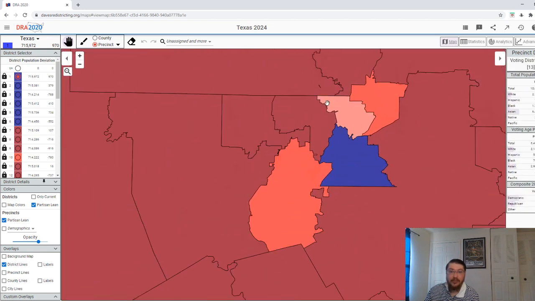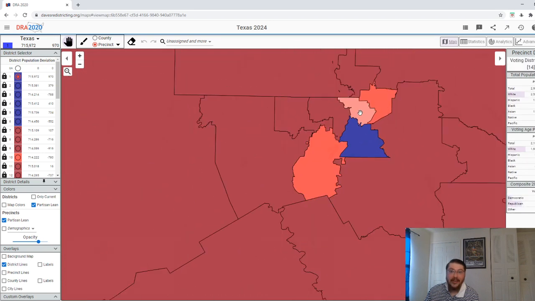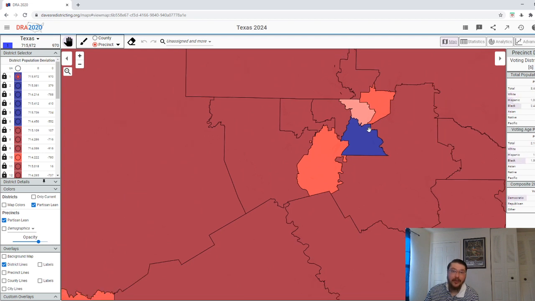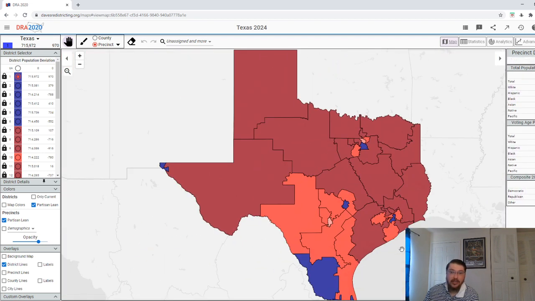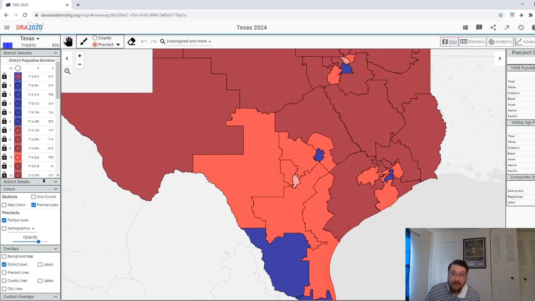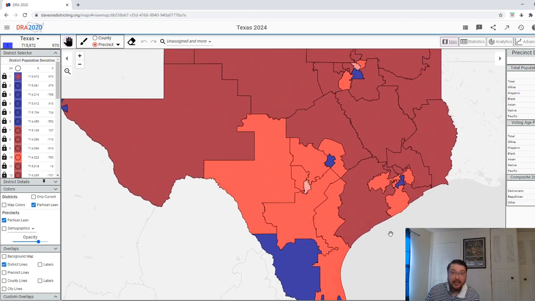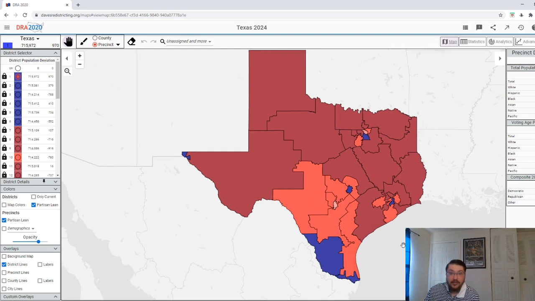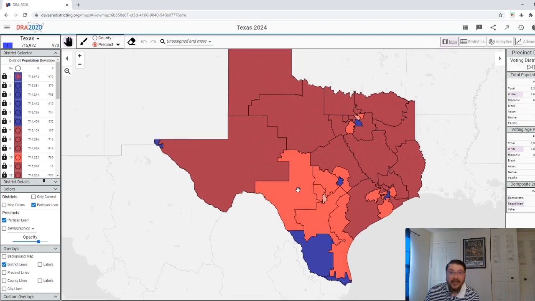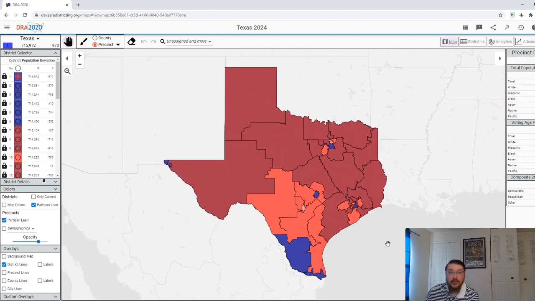And then we go up to the Dallas-Fort Worth area, where you've got one competitive district, maybe three if you really want to stretch the definition. Obviously, the Houston suburbs are becoming a lot more competitive. And this area in South Texas is also becoming a lot more competitive. But I managed to protect a lot of the area, which I think is what the GOP is going to try and do.